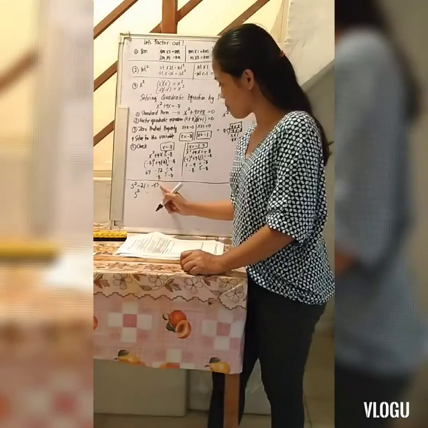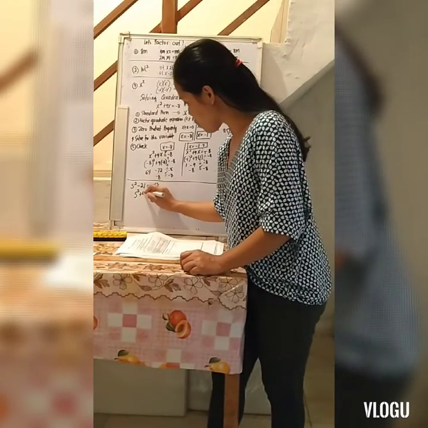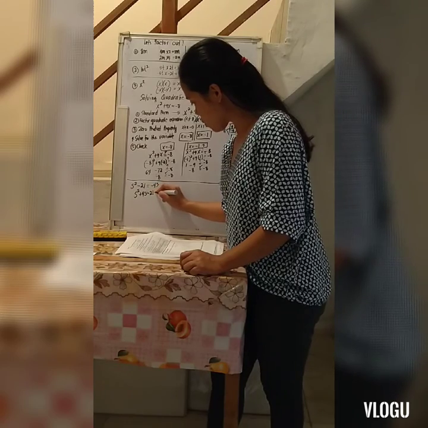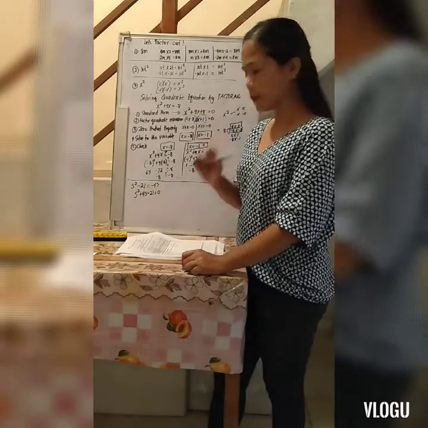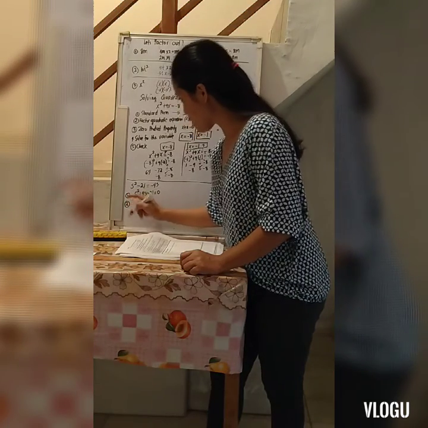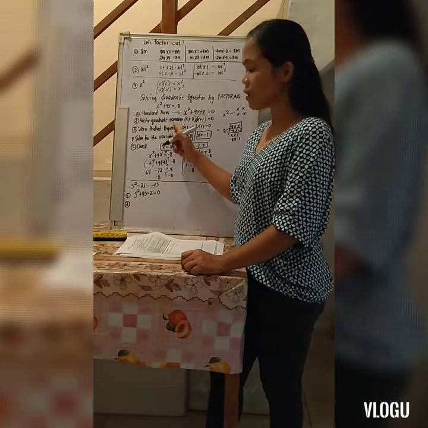Transfer it to the left side, making it positive 4s, and you copy negative 21 equals 0. That's step number 1. So this is already in its standard form. The second step is to factor the quadratic expression.